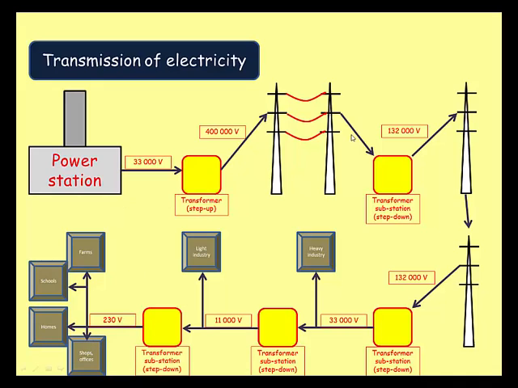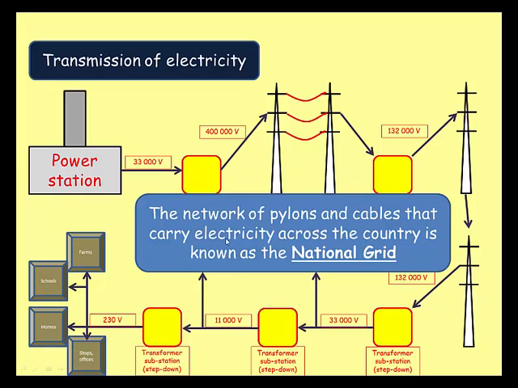So you can see there how we transmit electricity. This is what's called the national grid. The network of pylons and cables that carry electricity across the country is known as the national grid.